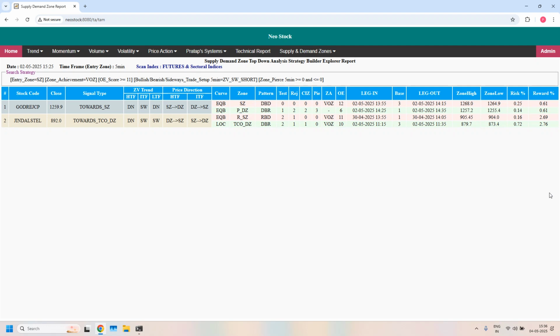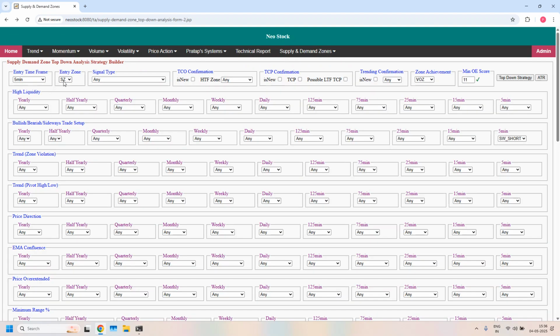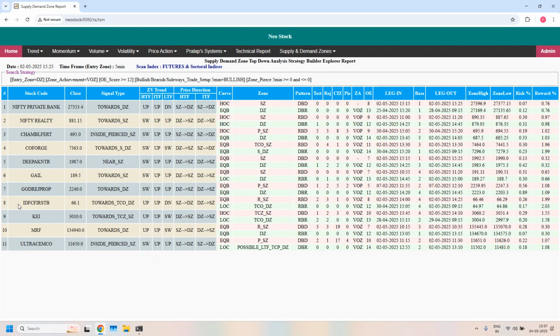Okay, next bullish trade setup for hourly income trade. Entry time frame 5 minutes, but the entry zone should be demand zone. Bullish or bearish trade setup, I have to select bullish, and the minimum odd enhancer score should be 12. The remaining filters are the same, and this time all filters are applied to the 5 minutes demand zone. Now we got 11 stocks, bullish trade setup for hourly income trade.